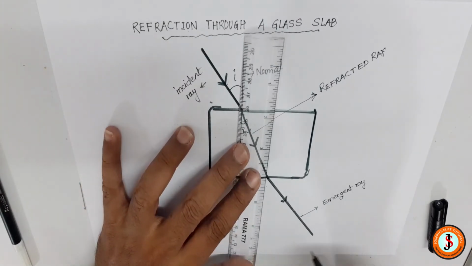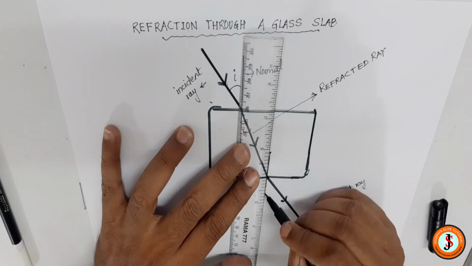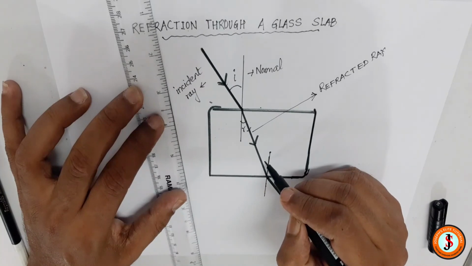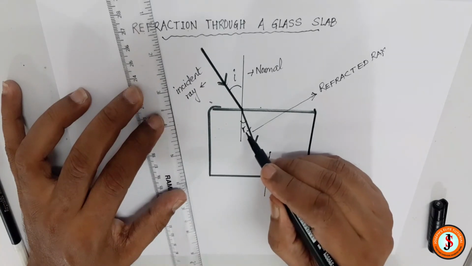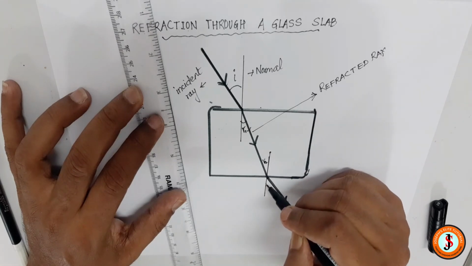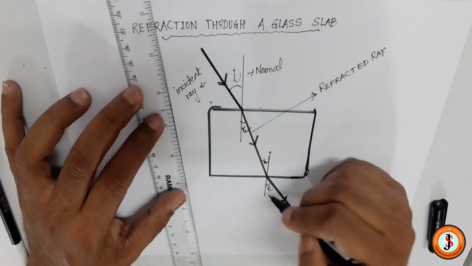So there are a few things to understand. Now these two lines are parallel, so this angle R and here these two angles will have the same value. If I call it R1, this is, say for example, R2, and this is the angle of emergence. So angle of emergence will always be equal to angle of incidence, E equal to I.